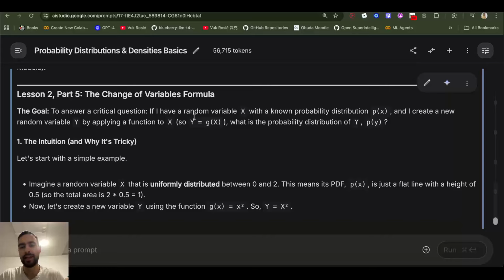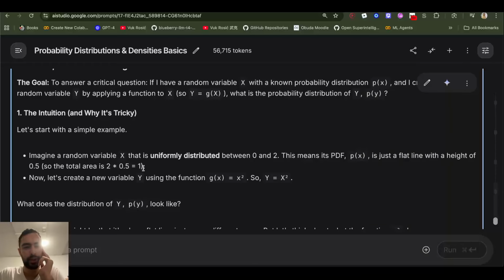And I create a new random variable y by applying a function to x. So y is equal to some function of the random variable x. What is the probability distribution of y? That is this one, p of small y. That's just how we denote probability distribution of y. So the intuition and why it's tricky.